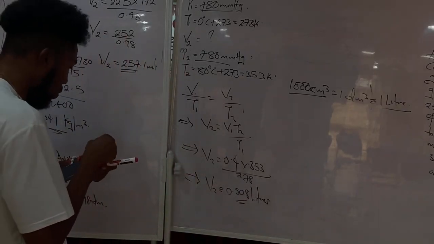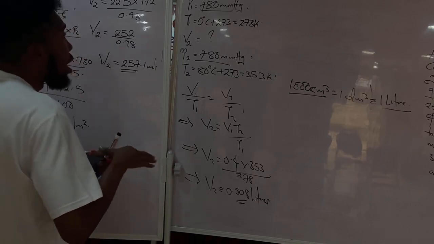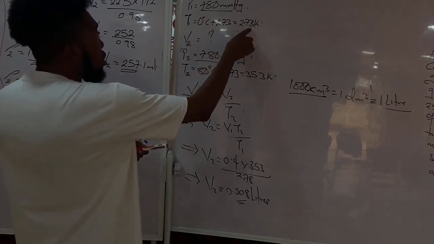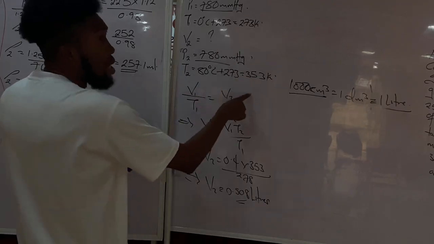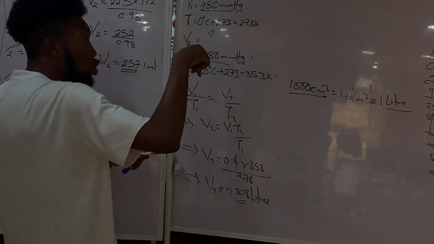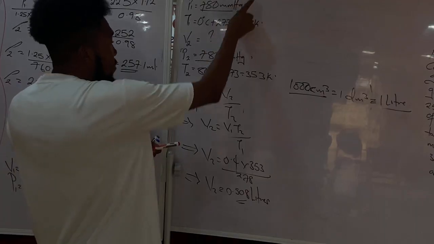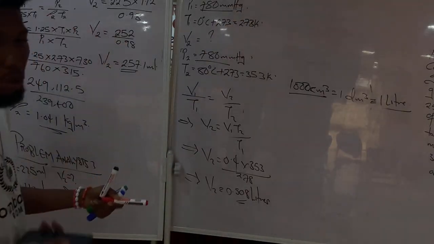And if you agree with me, the answer is consistent. What do I mean by consistent answer? Our temperature went from 273 to 353. That means it increased. I know that whenever you increase temperature, according to Boyle's law, your volume is meant to increase. So our volume increased from 0.4 to 0.508. So it's a consistent value.